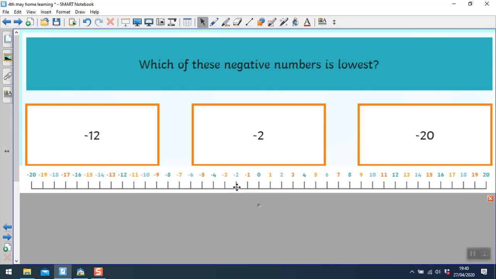So negative 2 is here, negative 12 is here, negative 20 is here. So which is the lowest number? It's negative 20 because you're getting further away from 0 as you're going below 0. Some people might think that negative 2 is smaller because 2 is smaller than the number 20. But it's sort of the opposite way around with negative numbers. Negative 20 is much smaller than negative 2.